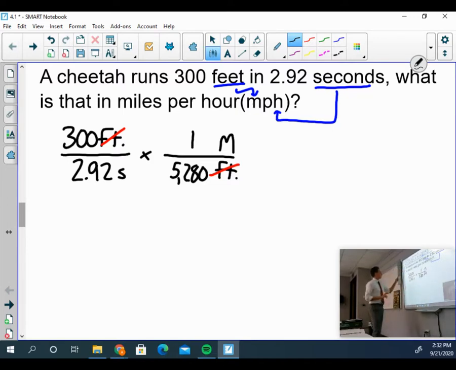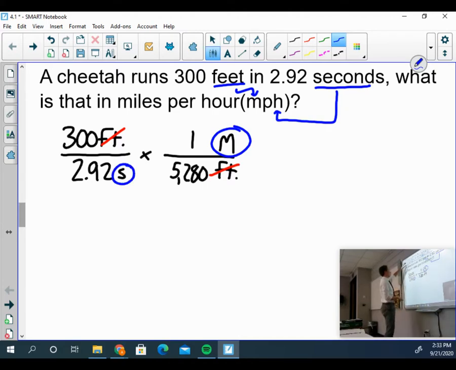So I'm going to multiply this ratio of 300 over 2.92 by the ratio 1 over 5,280 to get from feet into miles. Are we done? Well, no, look at the units we have. Right now, we have miles per second. But is that the goal we want?